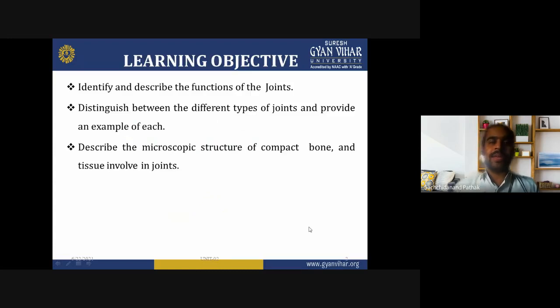Here we can identify and describe the different types of joints and the function of the joints, distinguish between the different types of joints, and provide an example of each particular joint. We can describe the microscopic and macroscopic structure involved with the joints, because a joint is the connection of two bones. It is the location where two bones join. We are going to discuss how it works here.